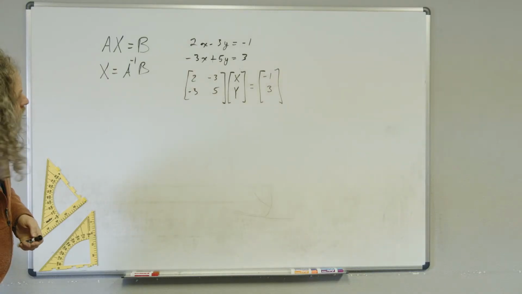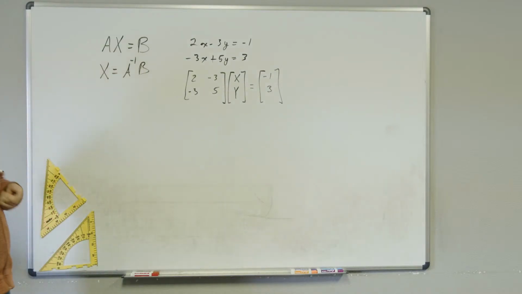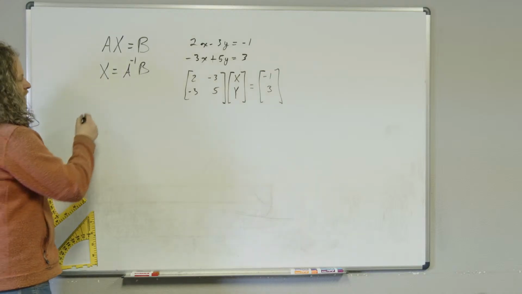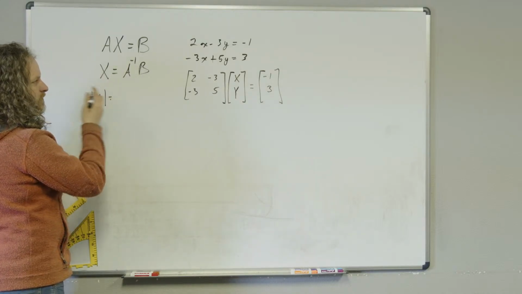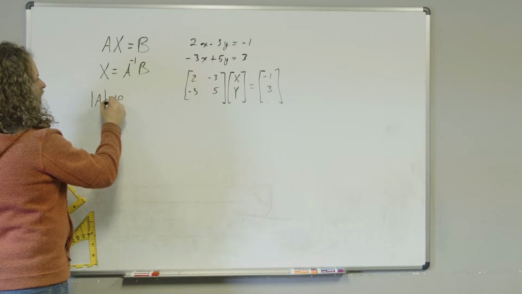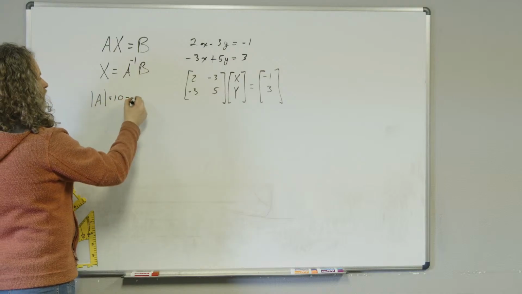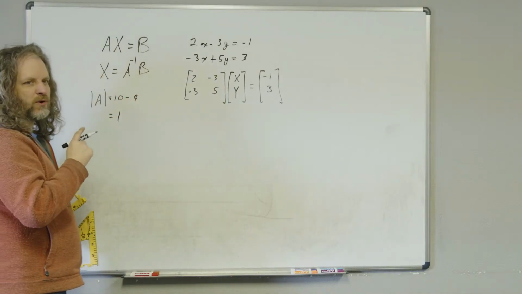Okay, so we need to start by finding the inverse of A. So what do we do there? Determinant. Find the determinant of A. So the determinant of A is 2 times 5, which is 10, minus negative 3 times negative 3, which is positive 9. So the determinant is 1.